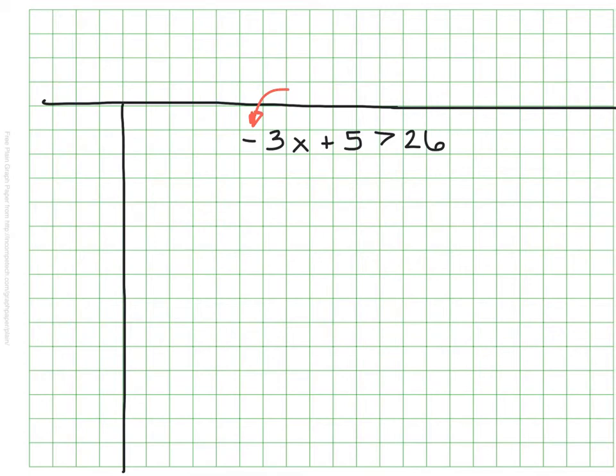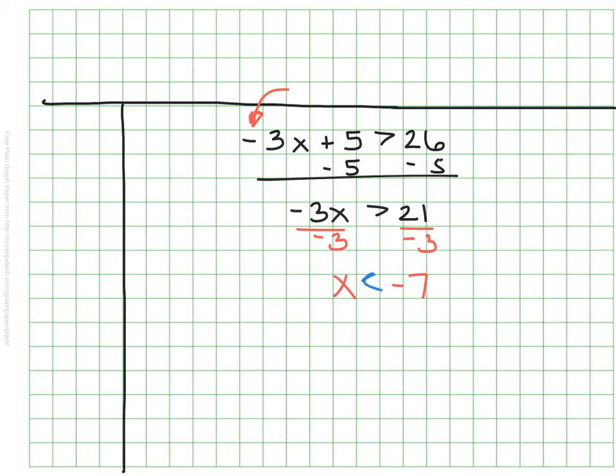We can go ahead and solve this as we normally do by subtracting the 5 from both sides and getting -3x is greater than 21. But now we're going to be dividing by a -3. That's the important part. So I'm going to end up with x over here and -7 on this side, but now I need to make sure that I flip my inequality. So I'm going to flip it to less than rather than greater than.